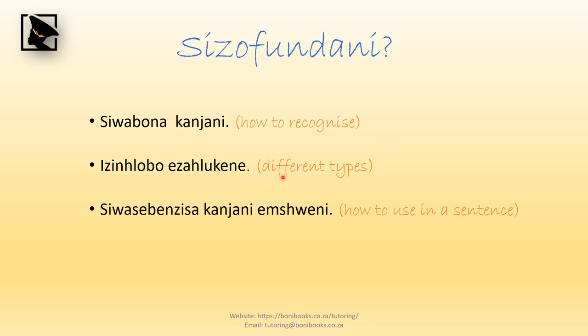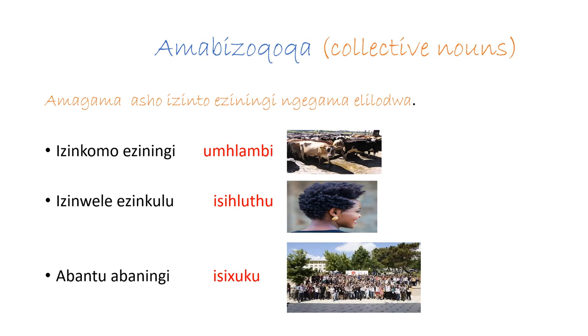And we also look at different types and recognize those different types and see how these can be used in a sentence. Okay, let's look at the first type of nouns that we have. We have amabizo qoqa. Those are your collective nouns. Like if you look at this picture, we don't have one cow, but we have plenty of them. So izinkomo eziningi, we call it umhlambi. So the word umhlambi is our collective noun.